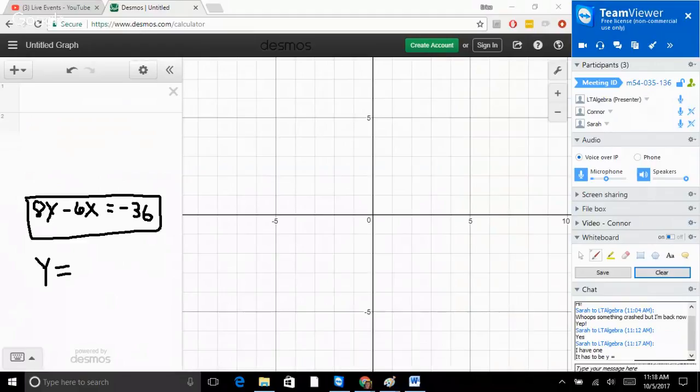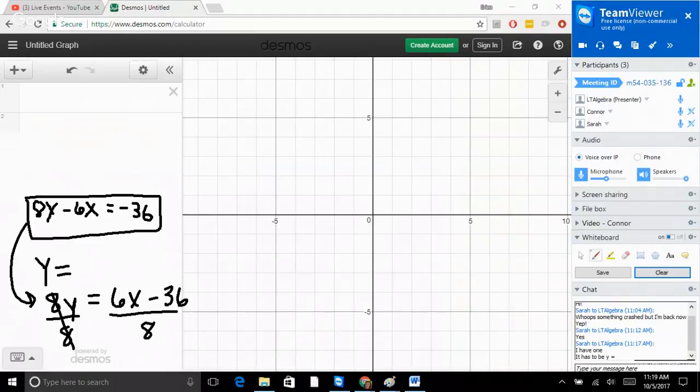So basically what you have to do is manipulate your equation to make it a y equals equation, which you should know how to do based off of your algebra skills, but it's just good to practice. So that means that I have to get y by myself. So I'm going to change this equation to be 8y equals, and I'm going to add 6x to both sides. 6x minus 36. Okay. And then to get y by itself, I'm going to divide both sides by 8.